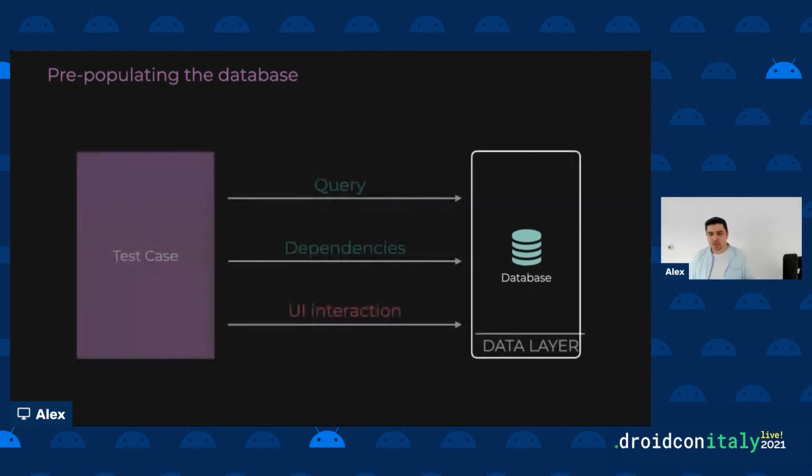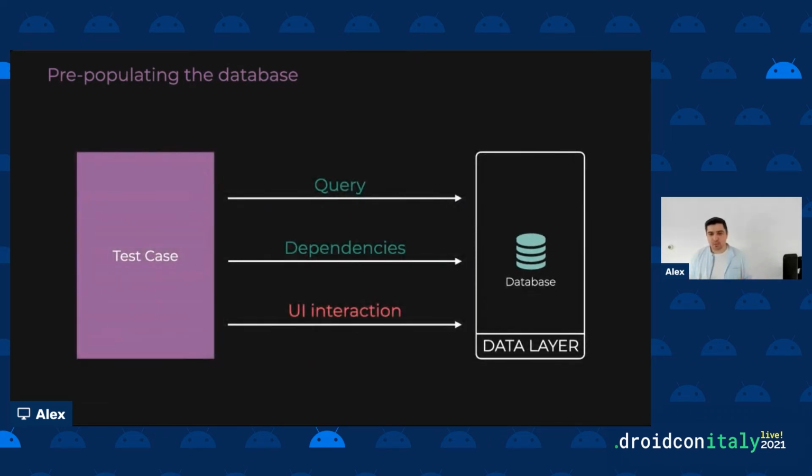When we speak about different approaches, how can we pre-populate data in our database, we can use, as example, queries. SQL query to our database, it will be super fast. Maybe we have in our test access to some repository or use cases, we can also use it. And one approach which I saw a couple of times, which was used pretty badly, is UI interaction.